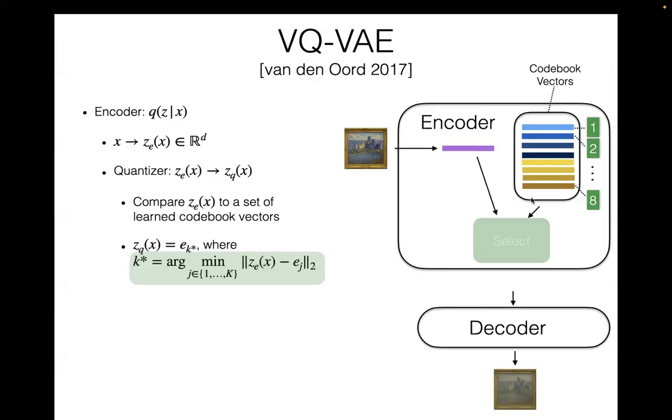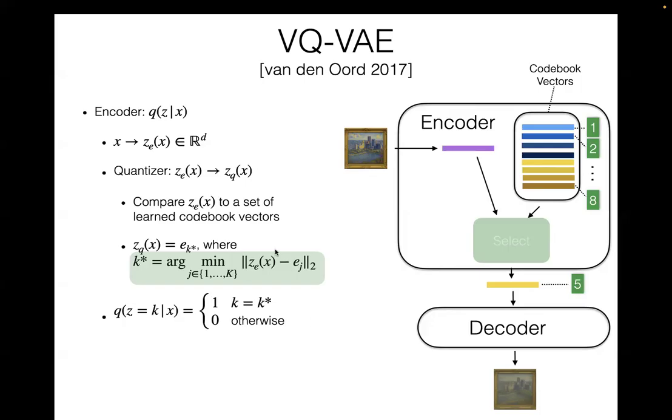And you're going to basically compare your encoder output to each one of these codebook vectors and find the nearest neighbor. So in this case, the nearest neighbor is the vector 5. And so now we've basically encoded, say, this image or this part of this image as the number 5 in this example.